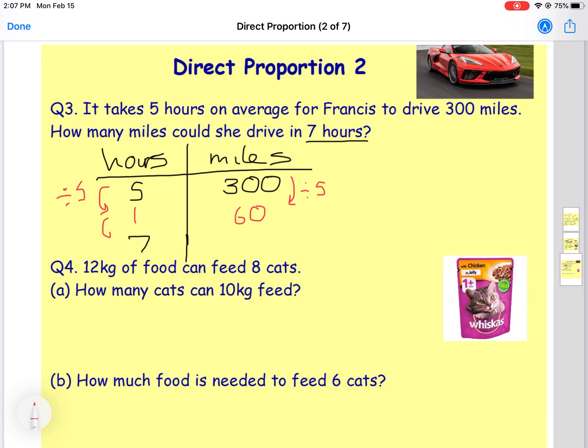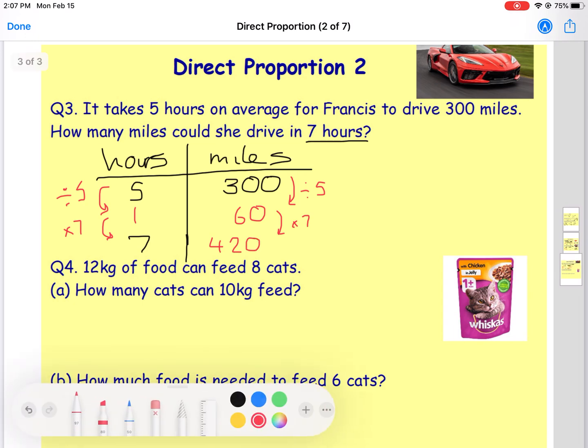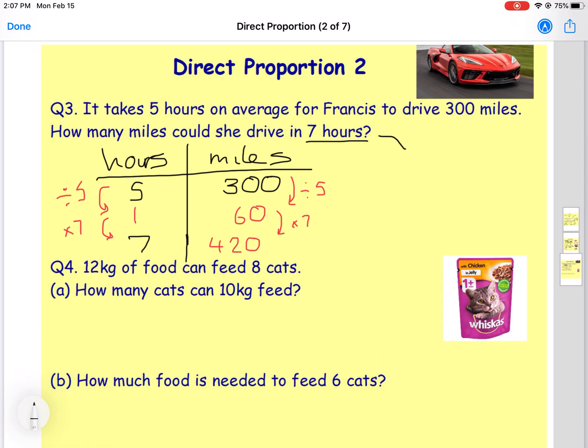Then if we go from the 1 up to the 7, we've got to times that by 7 to get up there. So we'll do the same to the right hand side. 60 times 7 will give us 420. So therefore, in 7 hours, Francis can drive 420 miles.